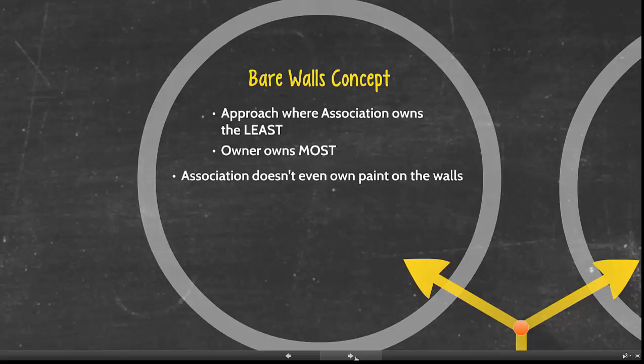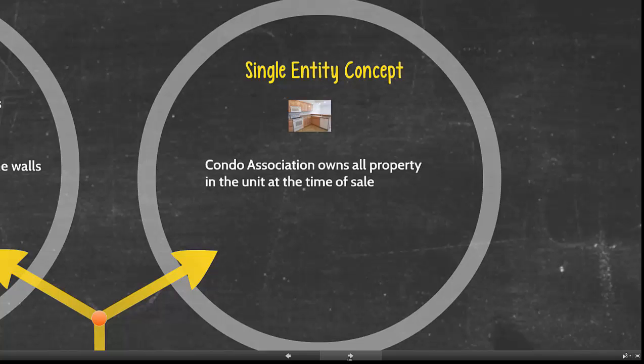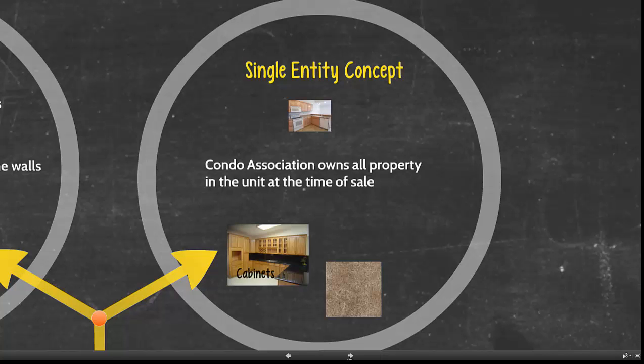So when you think about the term bare walls concept, you're thinking in terms of what the condo association owns. All they own is the walls even before they're painted, whereas the unit owner owns everything inside, including the paint and any kind of improvements and betterments and countertops and things like that. But the condo association owns nothing within the unit's walls, not the appliances, not the cabinets, not the countertops, etc. The single entity concept is kind of in between the three. The condo association owns all property in the unit at the time of sale: cabinets, carpet, and appliances.